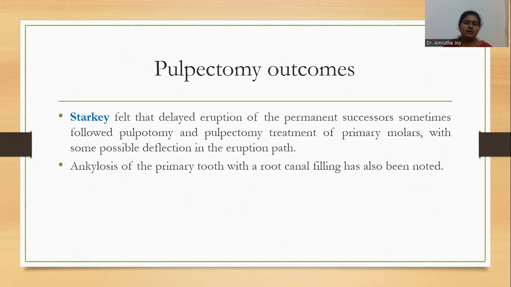Then the outcomes of pulpectomy procedure. Some studies, especially done by Starkey, felt that it can cause delayed eruption of the permanent successors, and sometimes the eruption pathway is deflected. It can cause ankylosis of the primary tooth also.